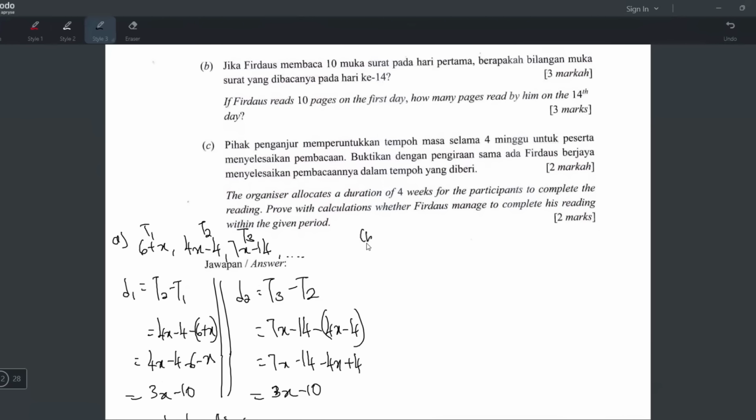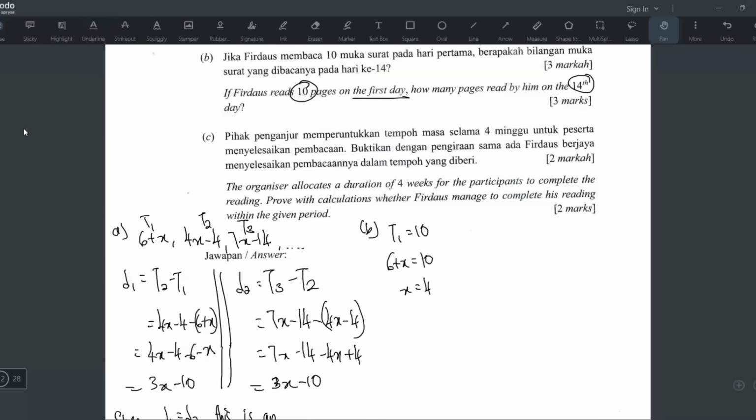So B, I will do it here. If Firdaus reads 10 pages on the first day, it means T1 equals 10 lah. It means I can find X, because your T1 is 6 plus X, right? That's the number of pages on the first day. So your X equals 4. And then they ask how many pages he read on the 14th day.